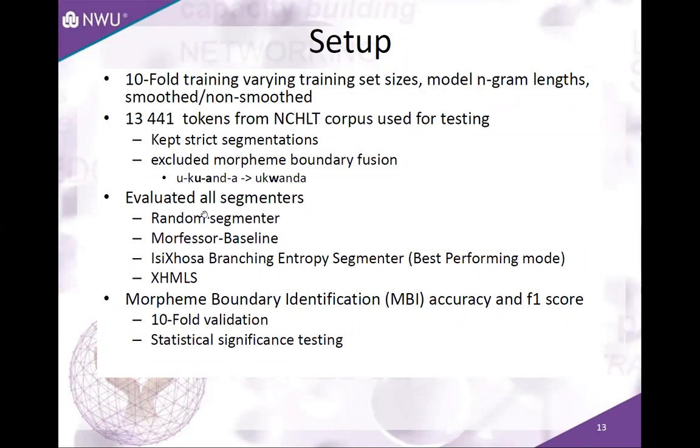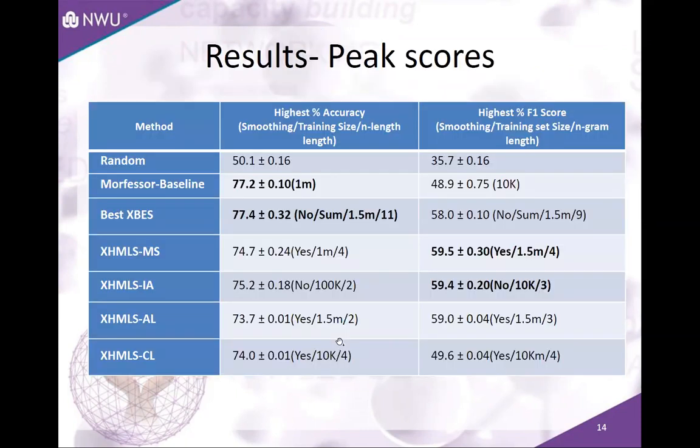We evaluated against a random segmenter, which just says randomly that this location is a segment boundary. Also evaluated against Morphesa baseline and our previous work on the branching entropy that we presented last year. And we are using morpheme boundary identification accuracy and F1 score as our evaluation metric. And in the work, we did some statistical significance testing.